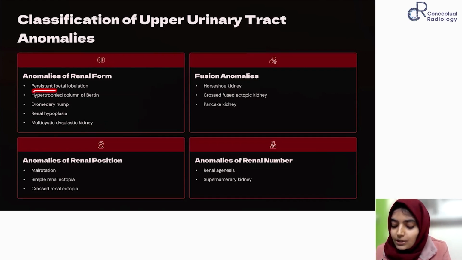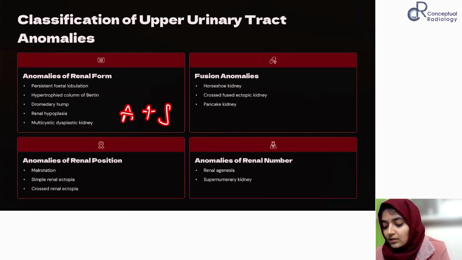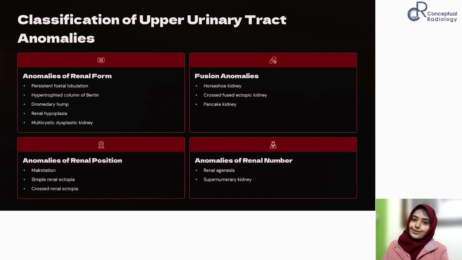So persistent fetal lobulations is like a normal variant. So it's an anomaly of renal form. Hypertrophied columns of Bertin, dromedary hump, renal hypoplasia and multicystic dysplastic kidney. So hypoplasia and dysplasia can have both anatomical as well as certain functional implications.